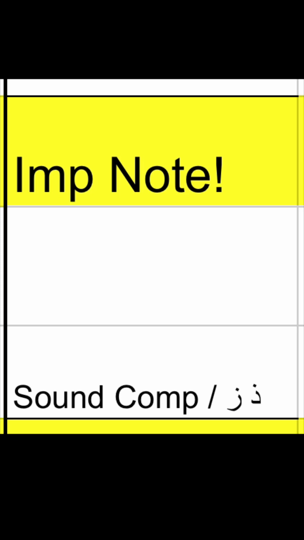After finishing letter za, which is the last letter of the chair letter group, you will see sound comparison between thal and za under important notes for the teacher. Thal is a tippy tongue. When you pronounce letter thal, the tip of the tongue should come out a little and say it lightly.